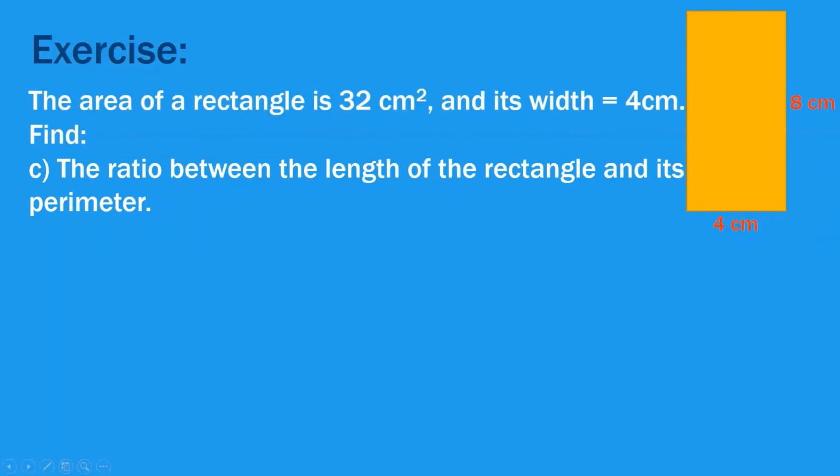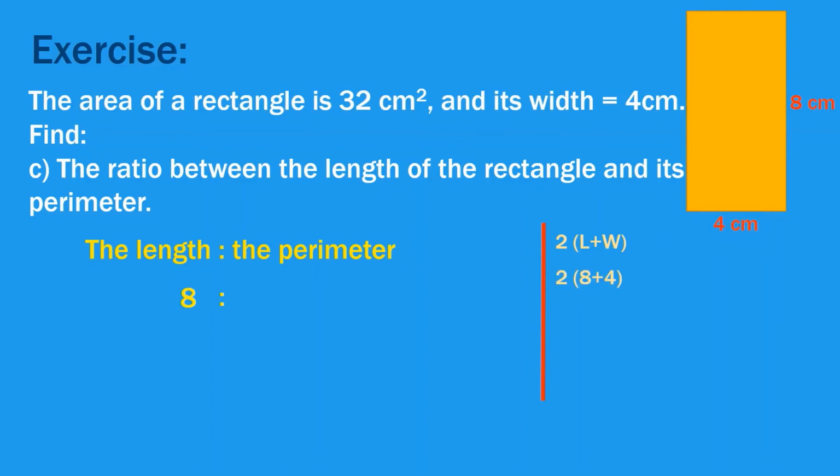C. Find the ratio between the length of the rectangle and its perimeter. The length to the perimeter. The length equals 8 centimeters. And the perimeter of the rectangle equals 2 multiply length plus width. So the perimeter of the rectangle equals 2 multiply 8, which is the length, plus 4, which is the width. It means 2 multiply 12 equals 24. So the perimeter of the rectangle equals 24.